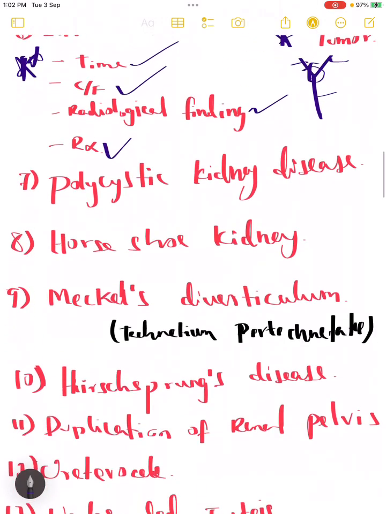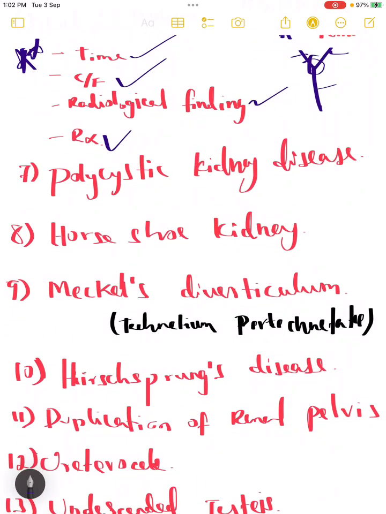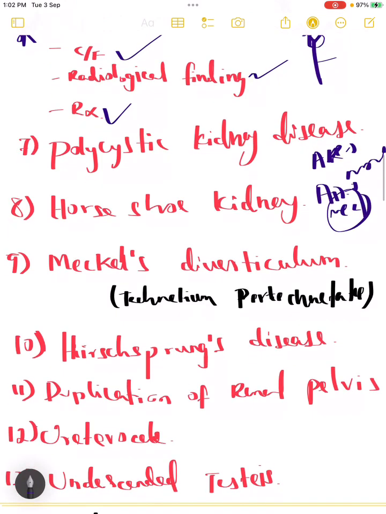Then polycystic kidney disease. Polycystic kidney disease is very important from pedia and adult also. So study about autosomal recessive. Autosomal recessive will be more severe, right? Autosomal dominant is quite severe, but autosomal dominant is more common. So study about this also from polycystic kidney. There is radiological imaging.